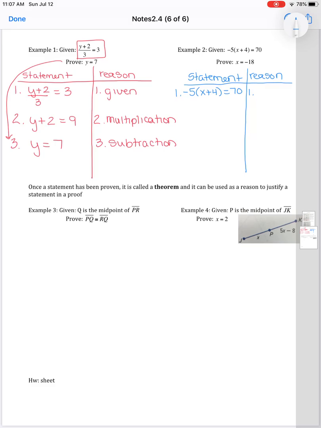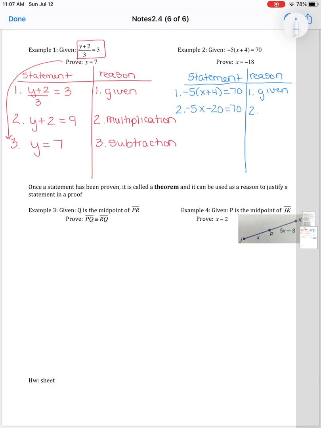The first statement, again, is what the given says. So -5, parentheses, x plus 4 equals 70. You know your first reason is the word given. Now we've got to figure out, all right, my goal is to solve for x. So what am I going to do first? Well, I should probably get rid of the parentheses.